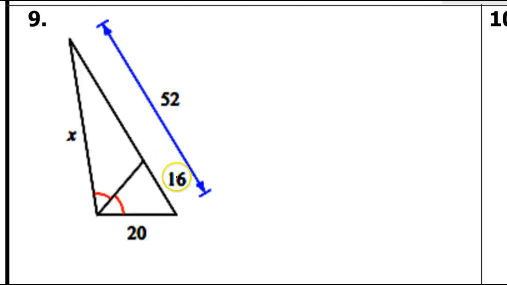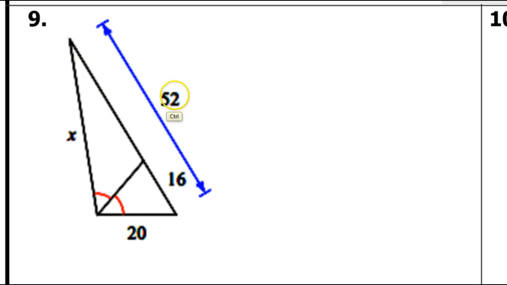This video is about similarity and proportions. Now in problem number 9, these two small triangles are not similar to each other. However, there is a proportion that we can make out of the segments. Now first we're going to need to know the length of this missing segment right here.